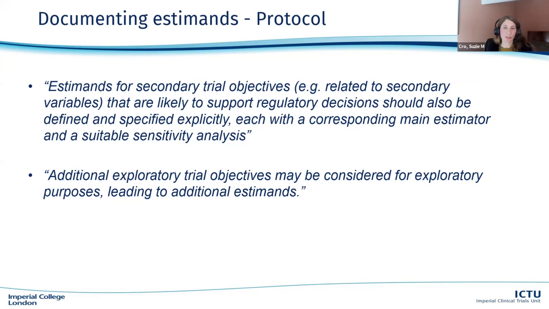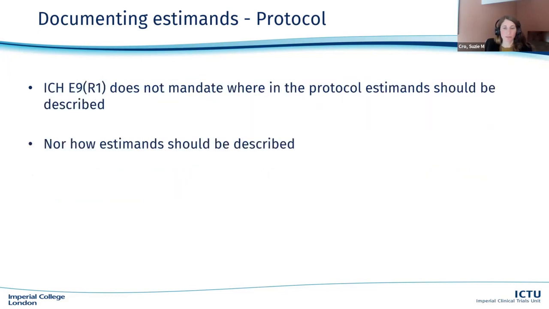Now, looking beyond secondary objectives and at exploratory and tertiary objectives, the addendum states that additional exploratory trial objectives may be considered for exploratory purposes, leading to additional estimands. So while it's beneficial to have clarity on what's being estimated, it's not a requirement to document an estimand for every exploratory objective. Again, this is up to trialists to make sensible decisions as to what to include.